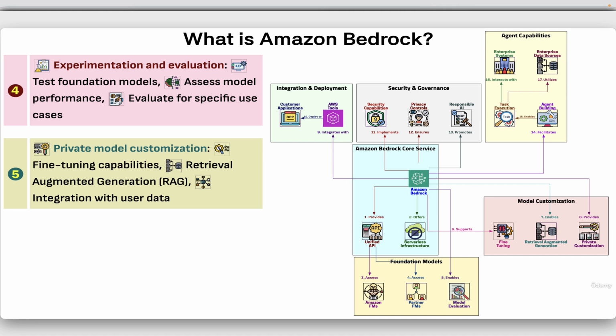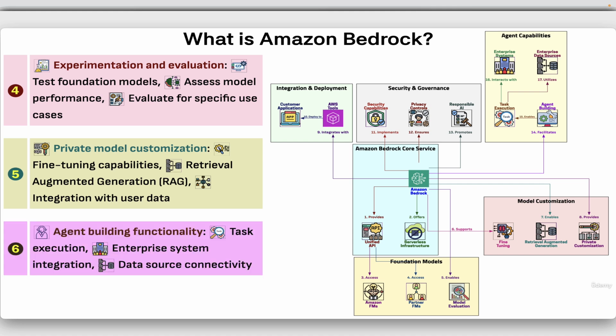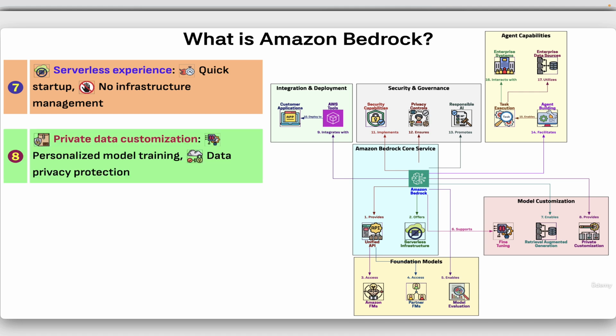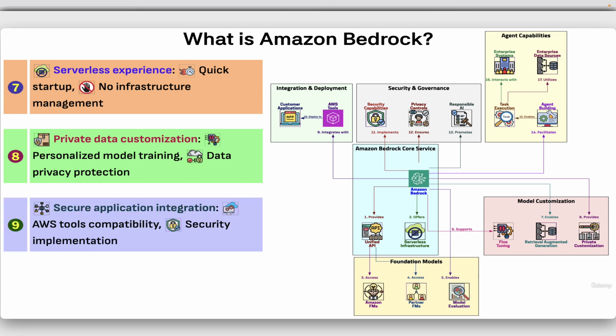Users can privately customize models with their data using techniques like fine-tuning and retrieval augmented generation (RAG). The service enables building agents that execute tasks using enterprise systems and data sources. Amazon Bedrock provides a serverless experience which allows users to get started quickly without managing any infrastructure. Users can privately customize foundation models with their own data. The service integrates securely with applications using AWS tools.